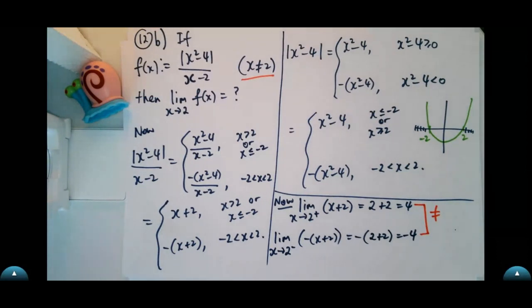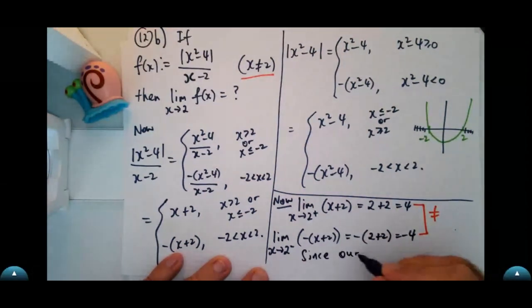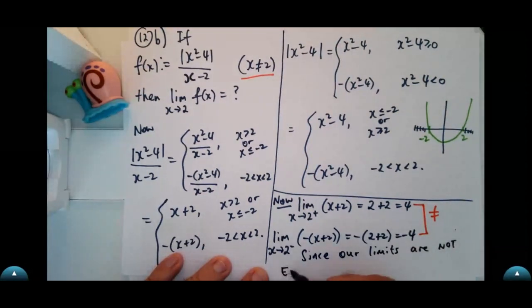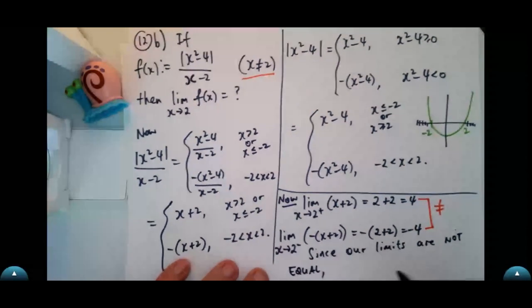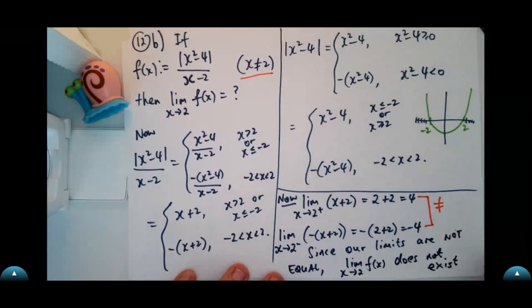So we can conclude, since our limits are not equal, the combined limit does not exist. Okay.